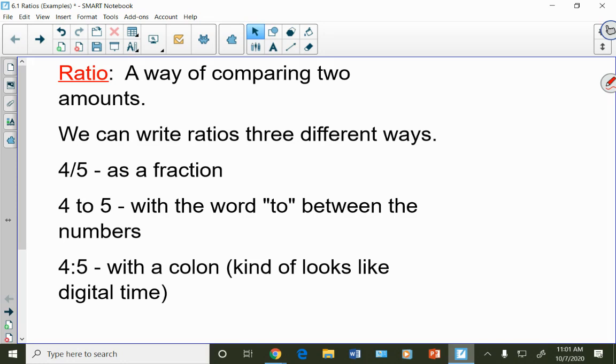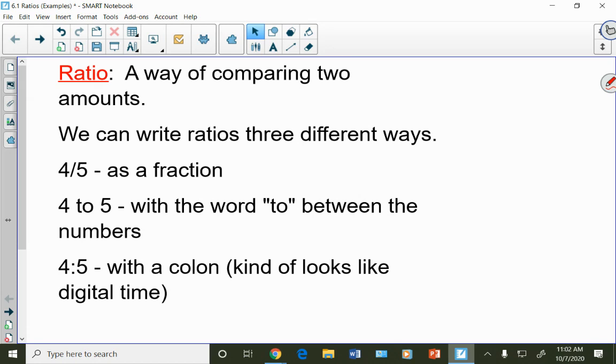Okay, this is Mr. Renfro, and we're going to do a video today on ratios, a short instructional video on ratios. A ratio, guys, is just a way of comparing two amounts, quantities, two amounts of something.